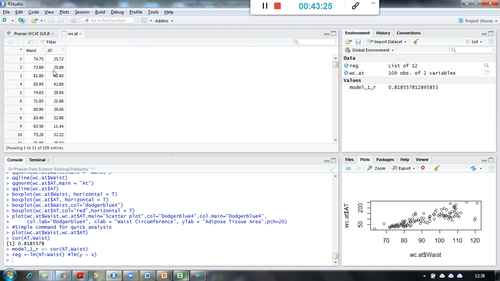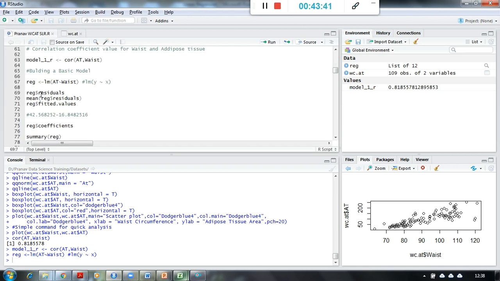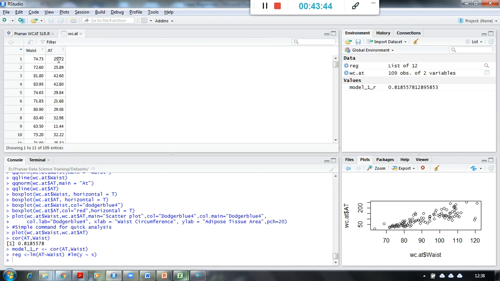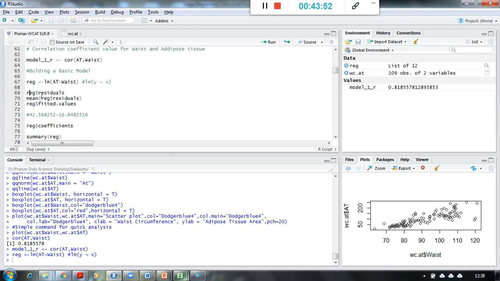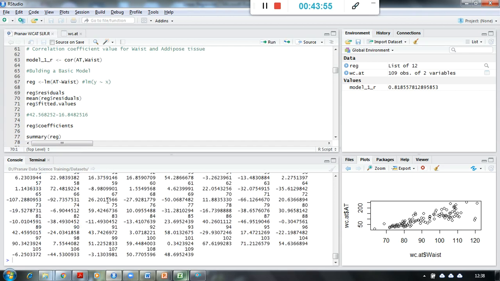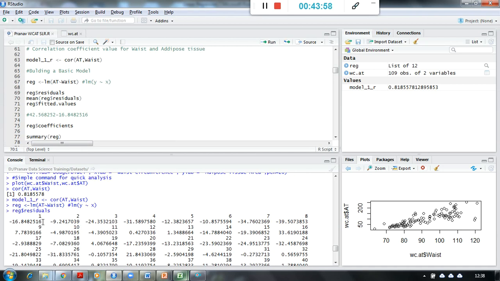So what is my y? This is my y, which is my given y. For this AT, the waist, this is the AT given to me. But after building the model, what my model has predicted for this value is nothing but my y hat value. So the difference between that y hat and this y is going to be my error. If I want to check the residuals of this model, so these are the residuals. Now for the first observation, you see minus 16.84 is my error. What is the meaning of this?